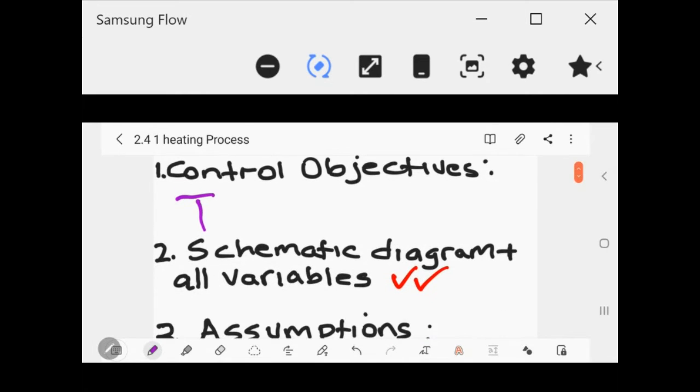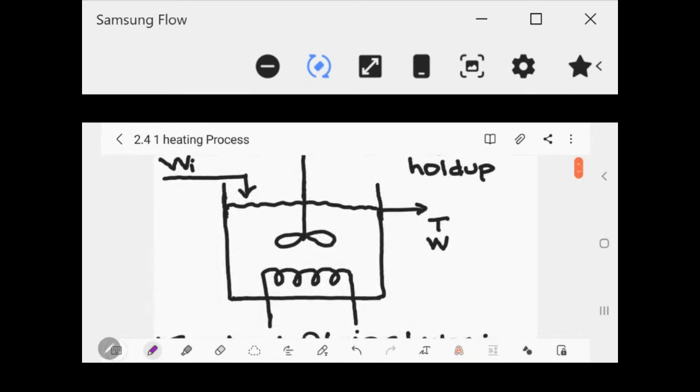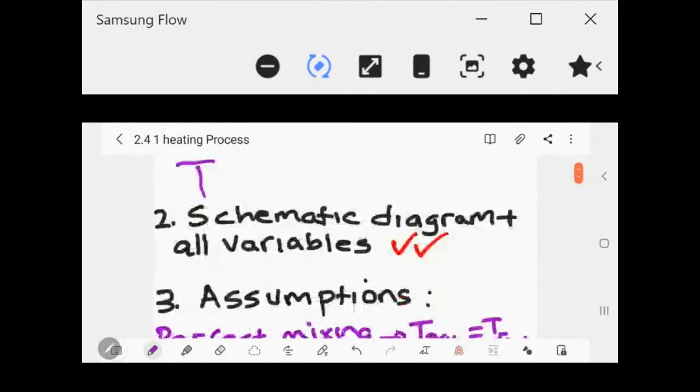Okay, the second step normally is to draw a schematic diagram. Remember the steps that were listed in table 2.1? So we need to draw a schematic diagram and include all the variables. I've already done that for you. If you noticed earlier on, I tried to draw a neat diagram and I indicated all the variables there. You will also get an opportunity to draw your own diagram in the tutorial tomorrow. Please make sure that your diagram communicates the right information. Okay, now let's move on.